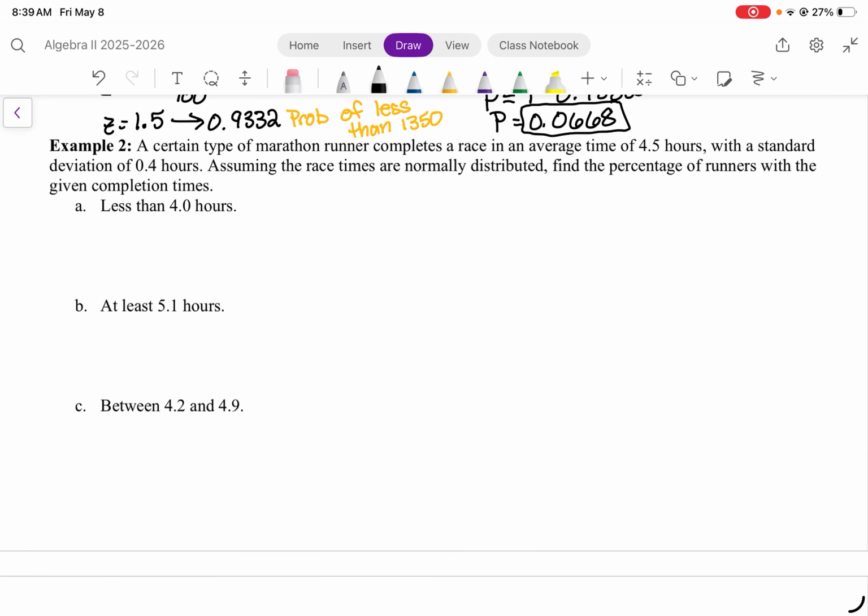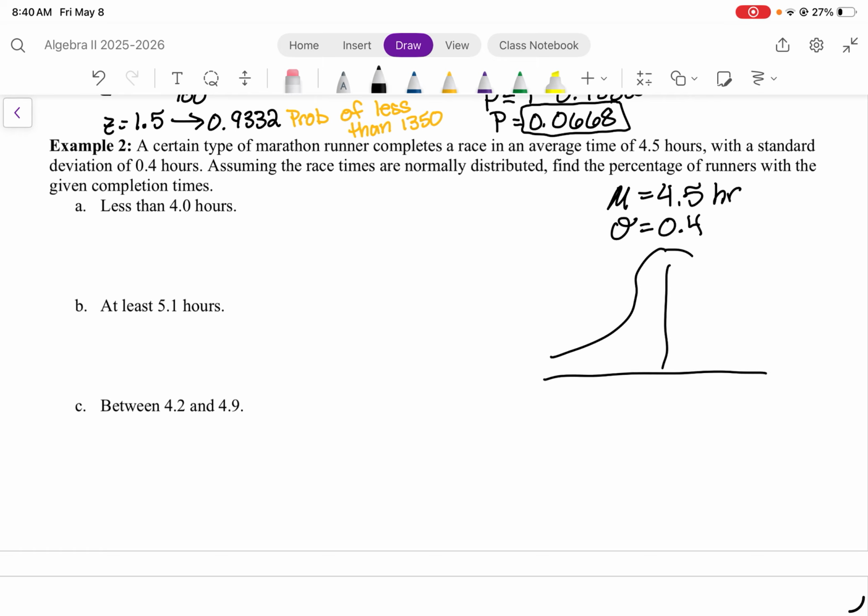All right, for example 2, it says a certain type of marathon runner completes a race in an average of 4.5 hours. So that is going to be our average value with a standard deviation of 0.4. Assuming the race times are normally distributed, so that means it's going to be our normal curve, but we're going to use z-scores so we can find the probability of more diverse events. Find the percentage of runners with the given completion times. So those completion times, whatever they are, those are our x values.